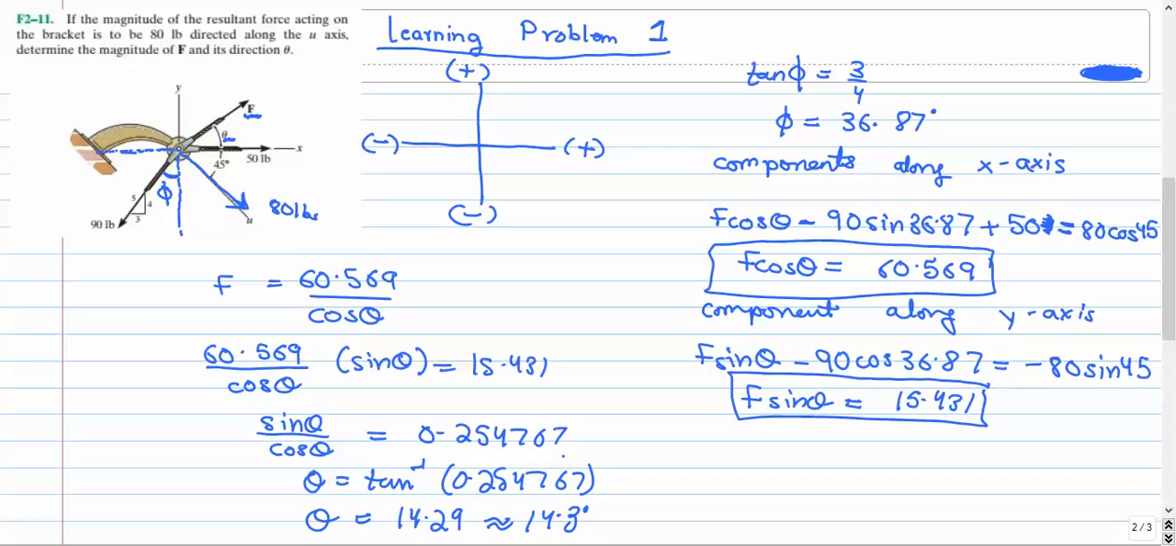Now that we have theta, we can easily solve for the force F. And so F would be equal to 60.569 divided by cos of 14.3, and the answer that we get for F is equal to 62.5 pounds.